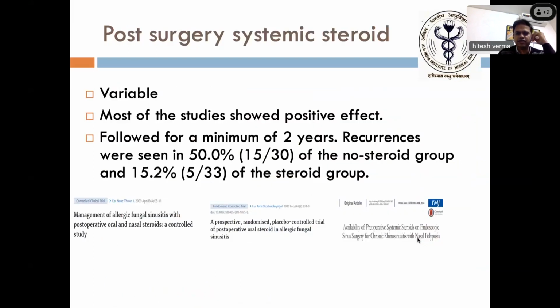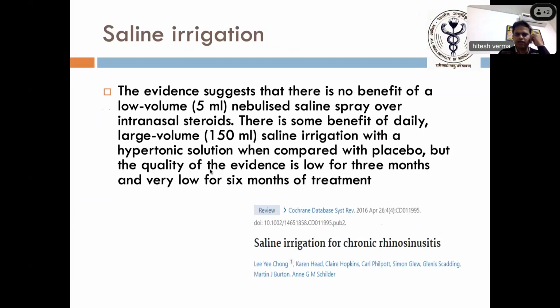Post-operative management is variable. Steroids have variable outcomes in the literature, but most of the studies show a positive outcome. One study with a 2-year follow-up showed the recurrence rate was reduced compared to the non-steroid group. For saline irrigation, the evidence suggests that there is no benefit of low volume versus high volume, or even hypertonic saline versus normal saline.